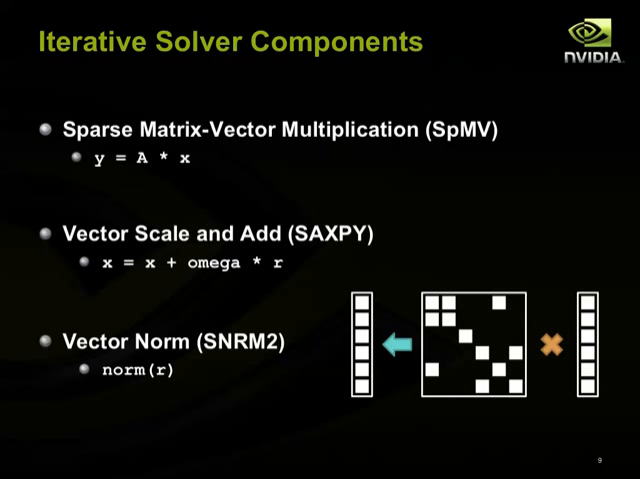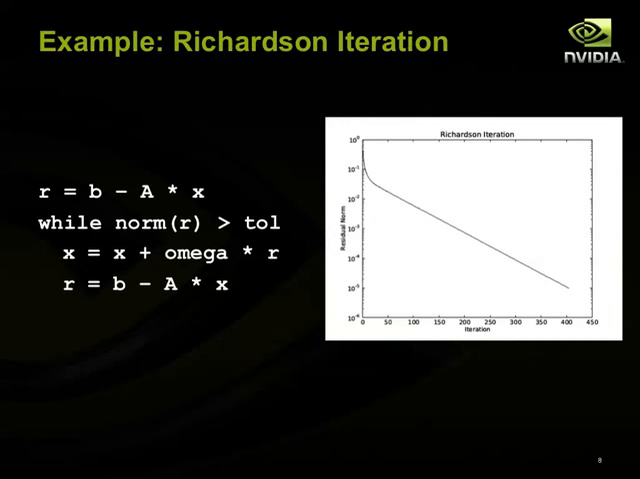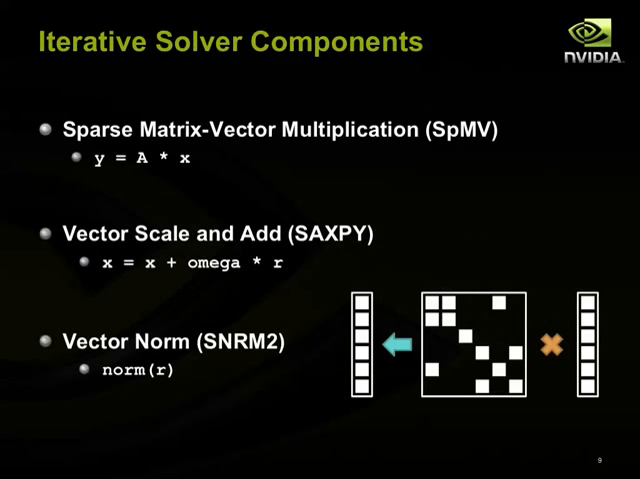The last operation is the vector norm. That shows up when we want to decide when we have converged. We take the norm of the residual, and we compare that to our tolerance. This norm is just taking the entries of the vector, squaring them, summing them together, and then taking the square root. So it's your standard 2-norm or Euclidean norm, and that is also a BLAS routine.